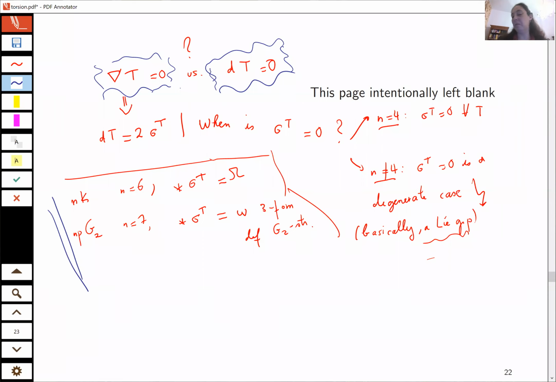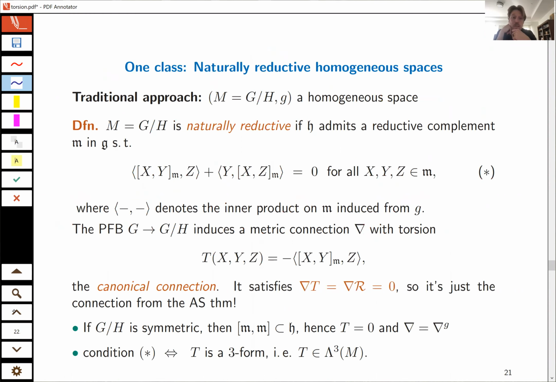Sure. Okay, I have prepared a few slides about the nearly Kähler case, but I'm not sure whether I should do that or we should stop here and continue next week. You decide. Maybe could we just go back to the homogeneity theorem slide? Yeah, sure.